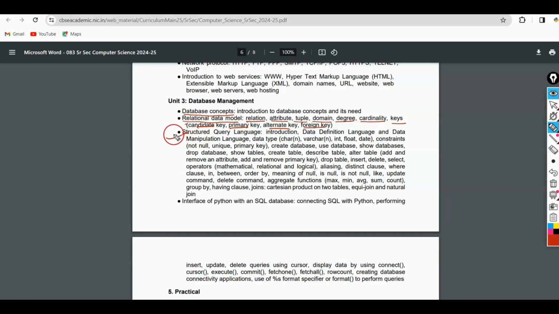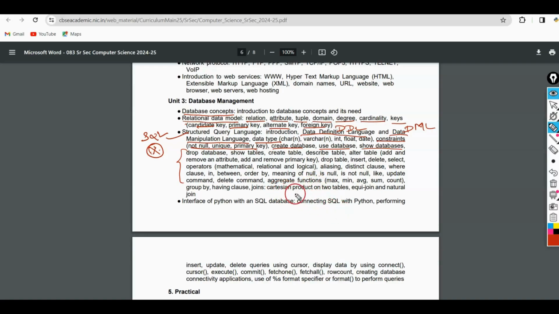The next is SQL, that is structured query language. It is very important under this unit, database management. Under structured query language you are going to study DDL, that is data definition language, and DML, that is data manipulation language. Under data types we are going to study, constraints also we are going to study, and how to create database, use database, show databases. We have many commands under SQL. You can read this patiently.